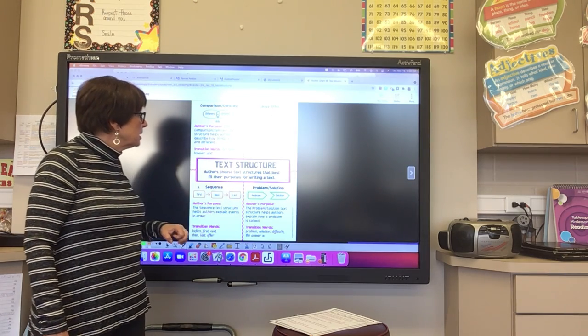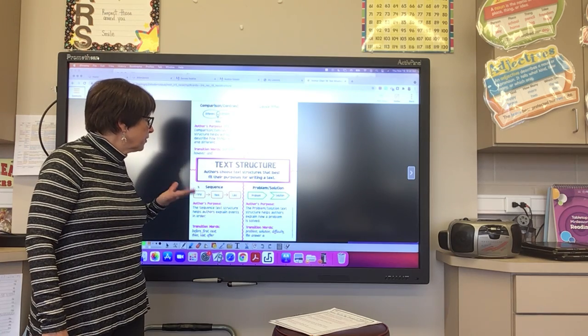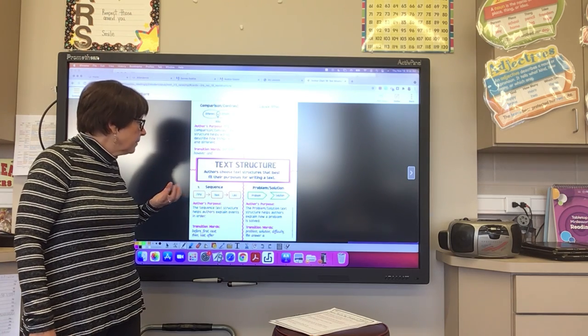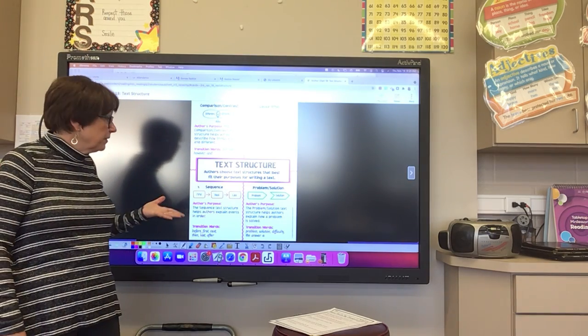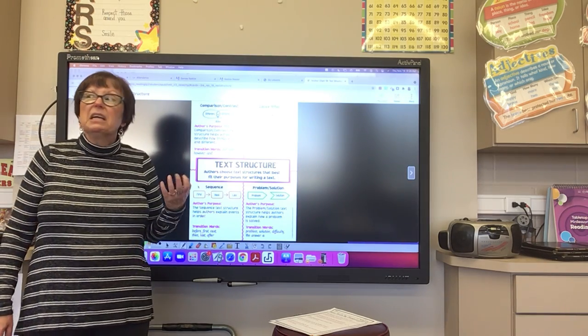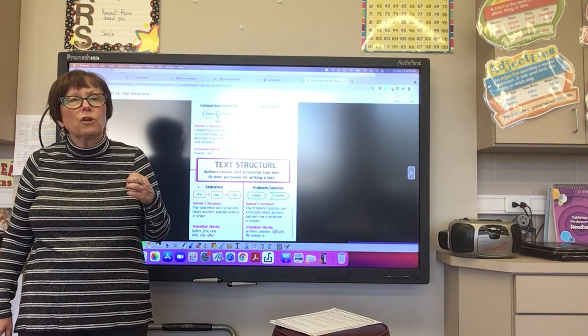Then we have problem and solution. The problem-solution text structure helps authors explain how a problem is solved. They might use words like problem, they might use the word solution, which is a tip-off, difficulty, the answer is. So those are all different types of text structure.